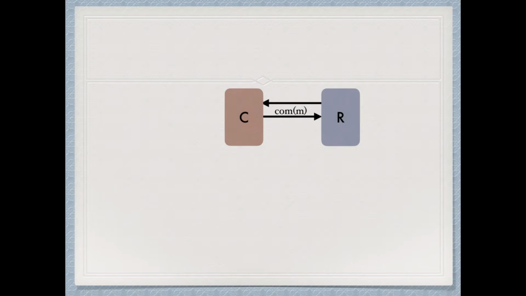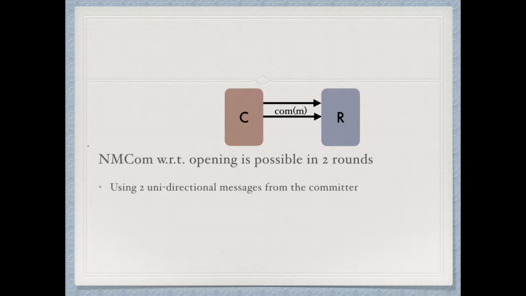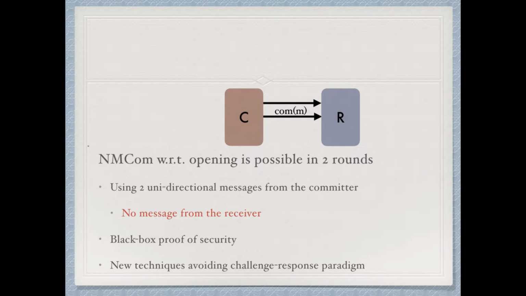So what does that mean? A 2-round protocol for non-malleable commitments might look like this. The receiver sends the first message, and then the committer sends his own message. But if we change the direction of the first message to have the committer just send 2 messages one after the other, then we can show that it is indeed possible to get non-malleability with respect to opening in 2 rounds using 2 unidirectional messages from the committer and no messages required from the receiver, a black box proof of security and with new techniques.